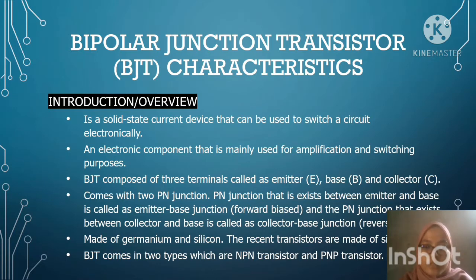This BJT comes with two PN junctions. The PN junction that exists between emitter and base is called the emitter base junction, and it is forward biased, and the PN junction that exists between collector and base is called the collector base junction, which is reverse biased. Usually, a BJT is made of germanium and silicon, but recent transistors are made of silicon. BJT comes in two types, which are NPN type transistor and PNP type transistor.